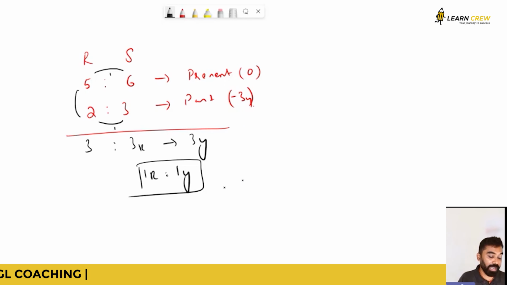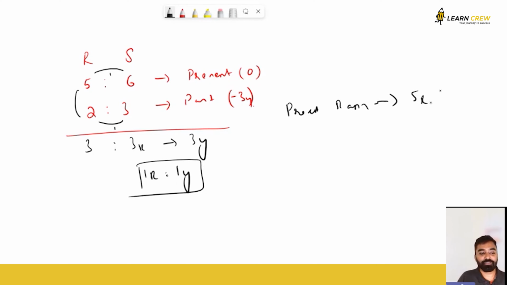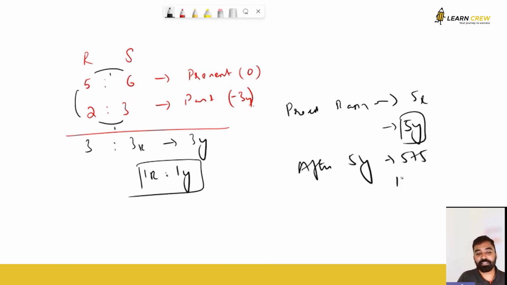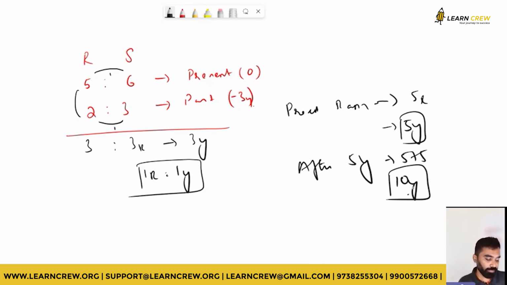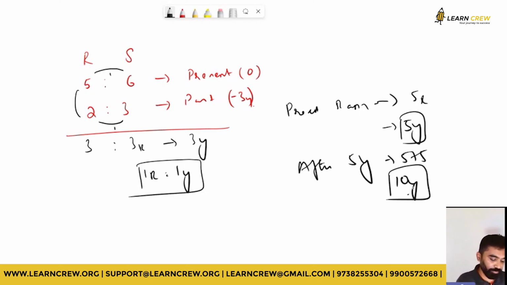Find the age of Ram after 5 years. The present age of Ram is 5 ratio, that is nothing but 5 years. If the present age is 5 years, after 5 years it is 5 plus 5, 10 years. Simple. This is what is done in question number 20.